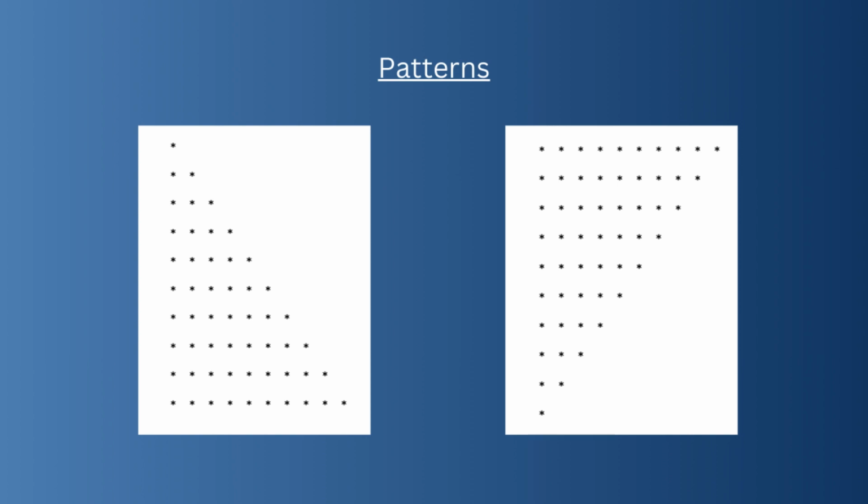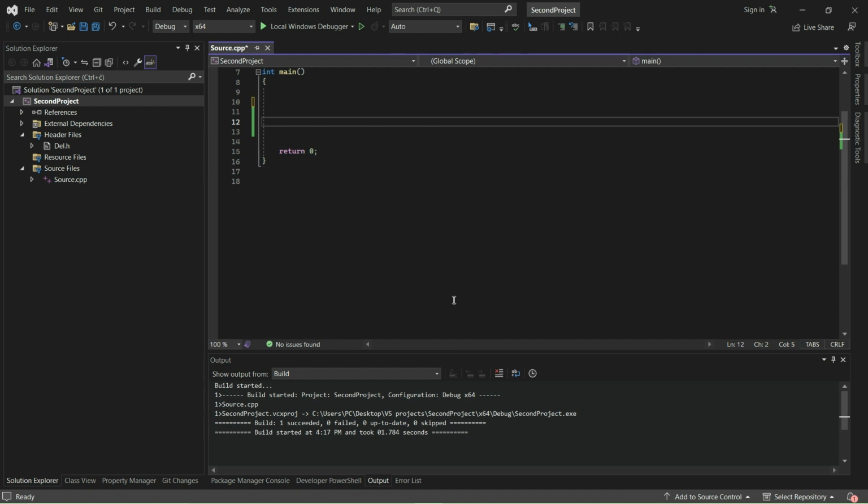Let's now write these two patterns using nested for loops. First the left one and then the right one. In the left pattern, the asterisk number increases by 1 in each row. So in the first row will be 1 asterisk, in the second 2 asterisks, in the third 3 asterisks, and so on. Let's first write that pattern with individual for loops.